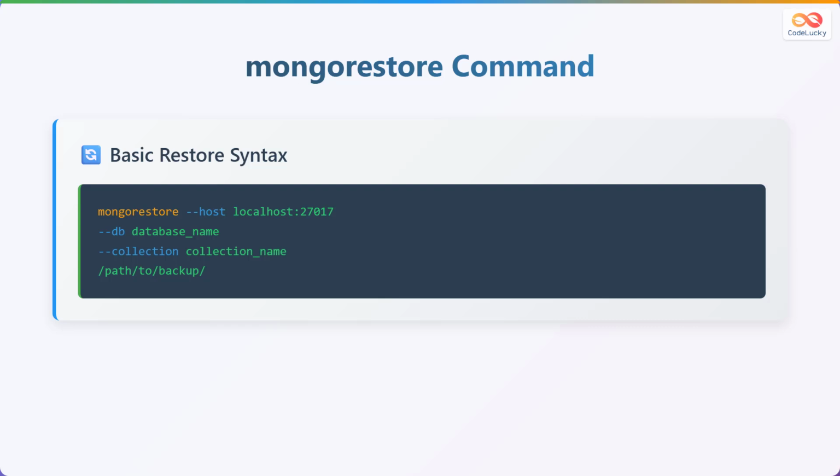The mongorestore command is the primary tool for restoring MongoDB backups created using mongodump. Here's the basic restore syntax. mongorestore, followed by the host, which is localhost at port 27017 in this case. Next is the database parameter, followed by the database name. Then the collection parameter, followed by the collection name, and finally the path to the backup directory.